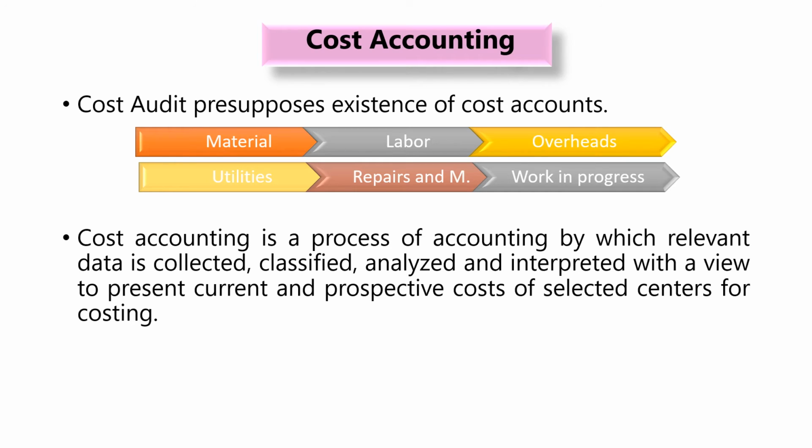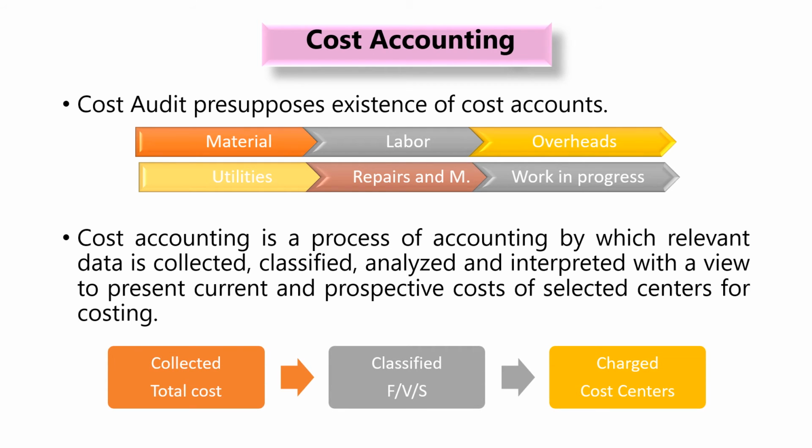As well, cost accounting is a process of accounting by which relevant data is collected, then classified, analyzed and interpreted with a view to presenting current and prospective costs of selected centers for costing. So under cost accounting, we collect the cost. For example, we collect the total cost. We classify the cost according to fixed, variable or semi-variable, or on other bases, and we charge it to the cost center. So this is about cost accounting.